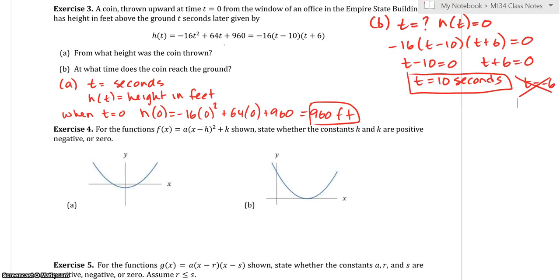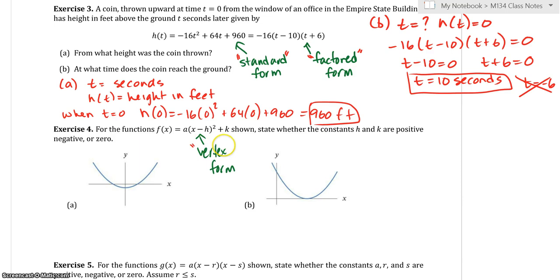Exercise 4. In exercise 4, we have a function. So this is, if you remember, standard form. Let's write those down. The first one is in standard form. The second one is in factored form. And finally, the third form that we're going to look at is the one in exercise 4. That's vertex form. You can see that in the last video.